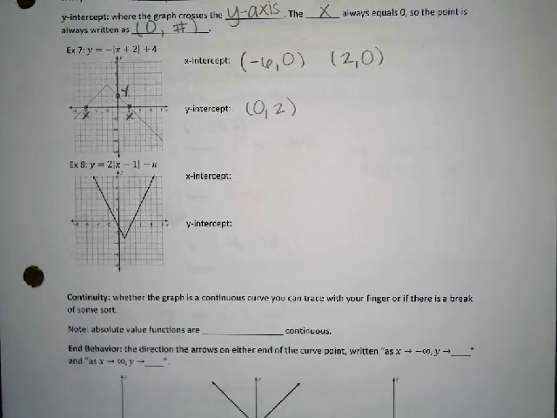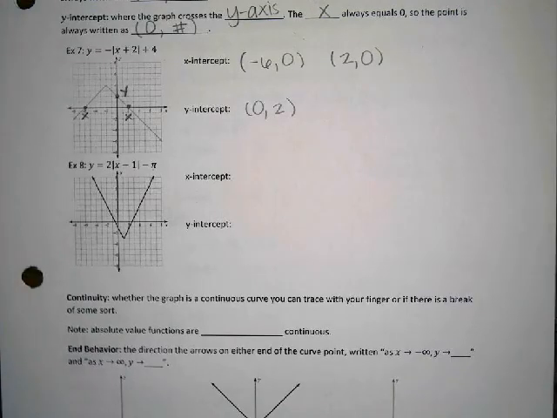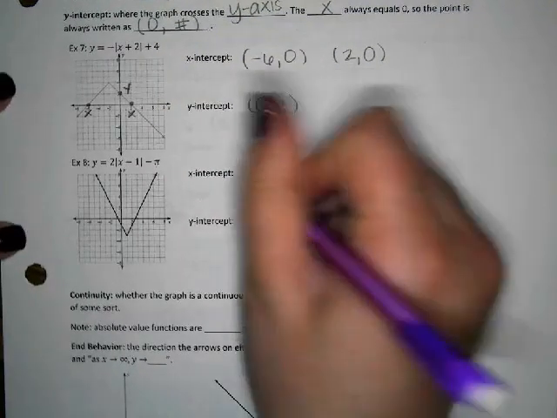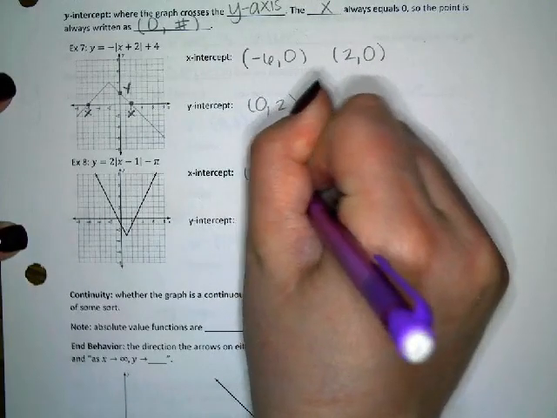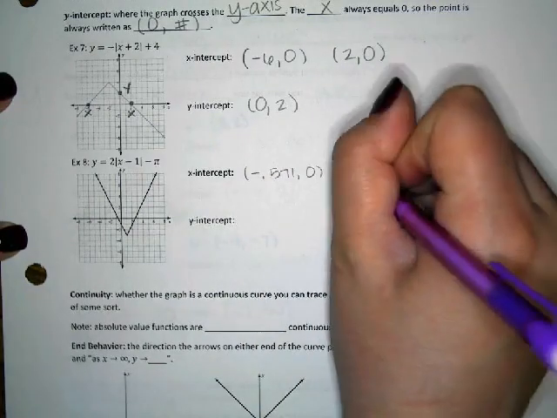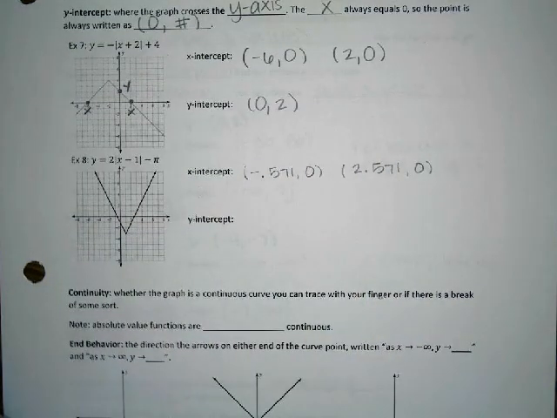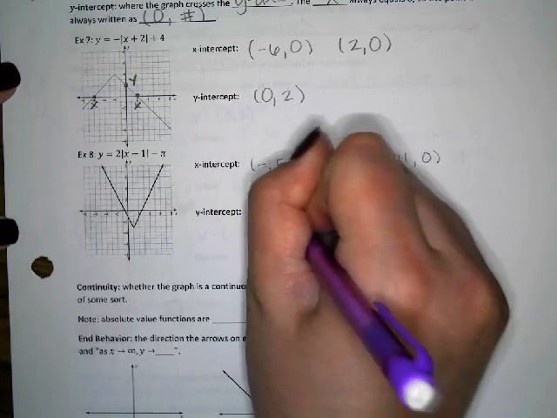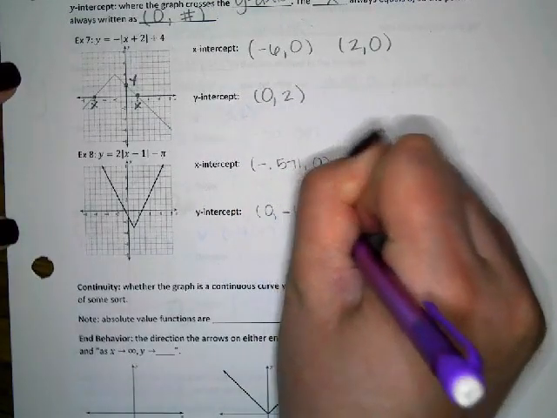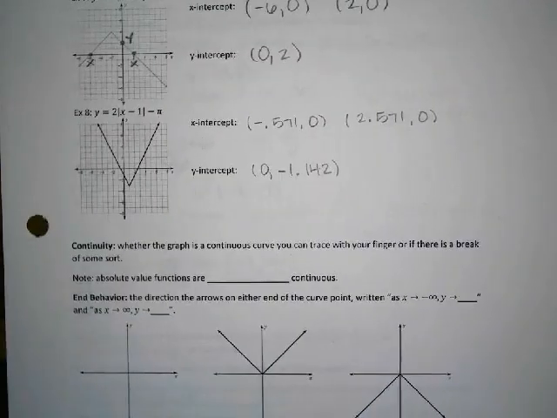Okay, so there is our graph, and to find the x-intercepts, we just have to click on them. So there's our x-intercepts. We've got negative 0.571, and positive 2.571. And then for our y-intercept, we've got (0, -1.142). So x-intercept and y-intercept.